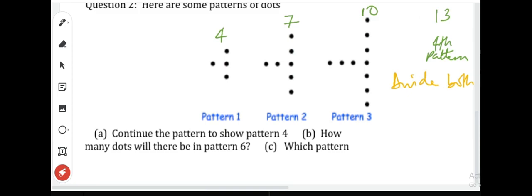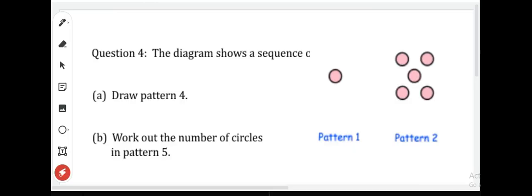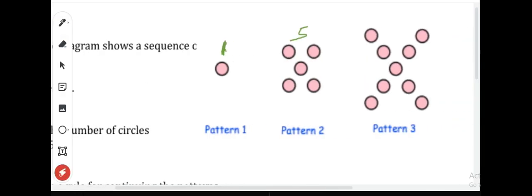as this question is not complete, there are many other ones. This one says the diagram shows a sequence. This one is 1. This is 1, 2, 3, 4, 5. This one is 5. As for pattern 2, pattern 3 is 1, 2, 3, 4, 5, 6, 7, 8, 9. This is 9.